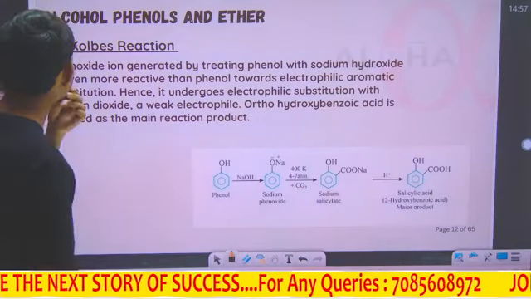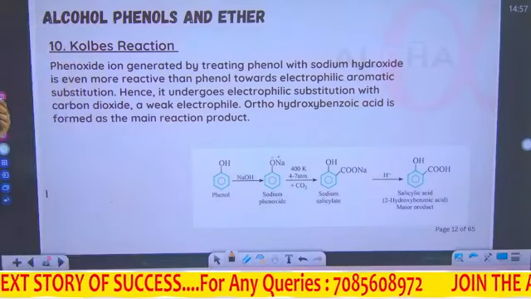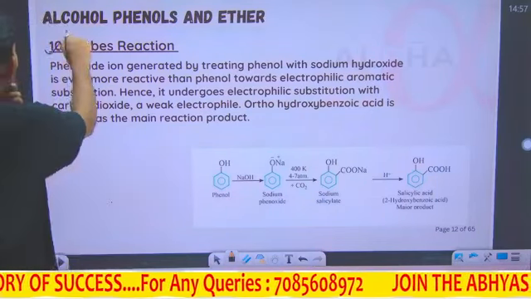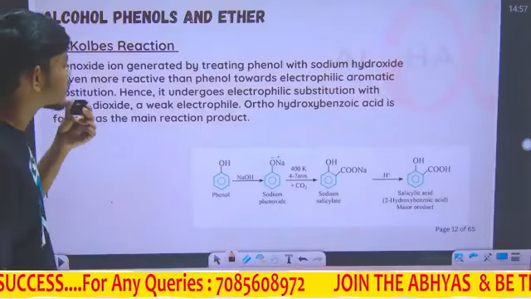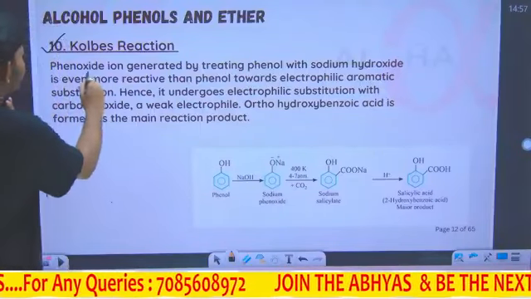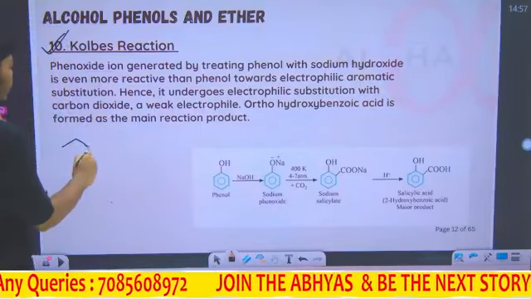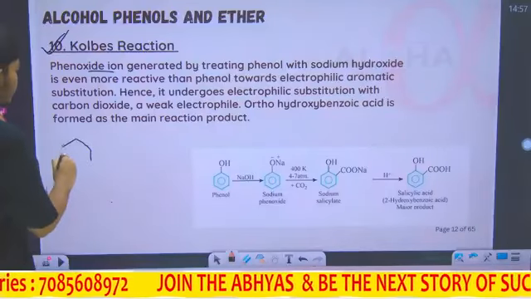I guess one reaction is skipped here. I will see which reaction. By the way, moving on, we have Kolbe's reaction. Another important reaction, the phenoxide ion. We know the benzene ring, sorry, phenoxide.